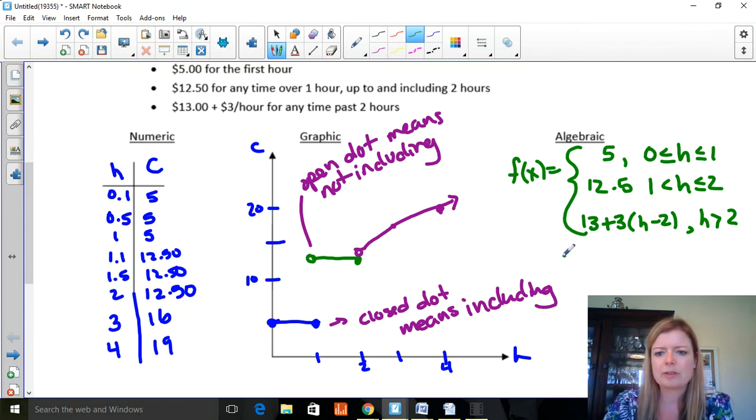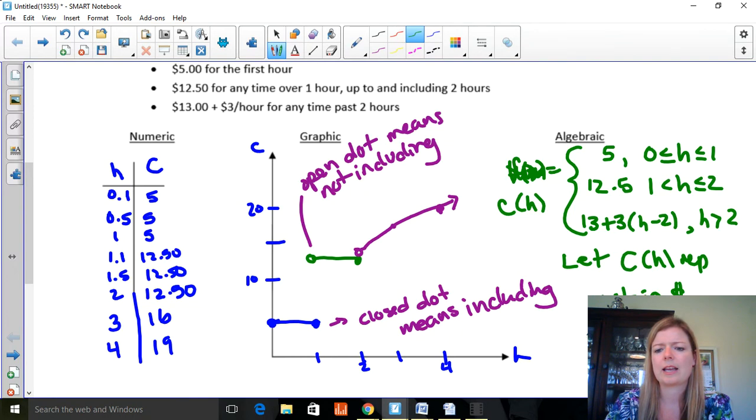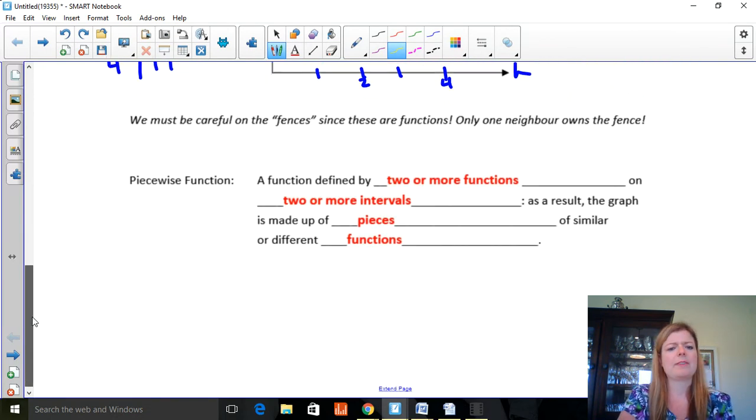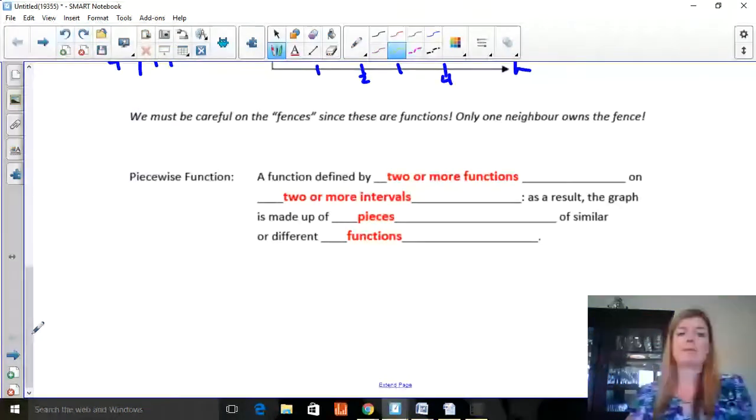And then we would identify our variables. Actually, we should go back. We don't want that to be f at x, do we? We want that to be cost at hours. So let c at h represent cost in dollars at h hours. Okay, so again, it's important that you understand closed dot goes with an equal sign, and open dot goes with there being no equal sign. Okay? So we must be careful on the fences since these are still functions. Only one neighbor owns the fence.